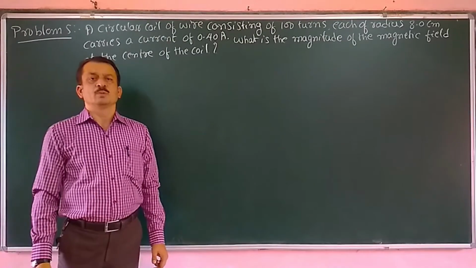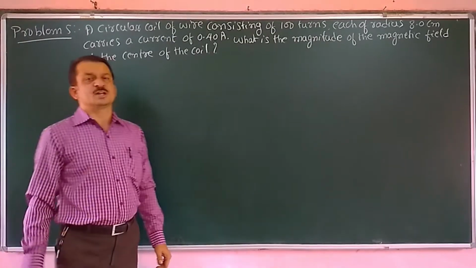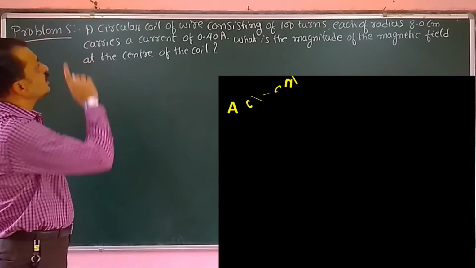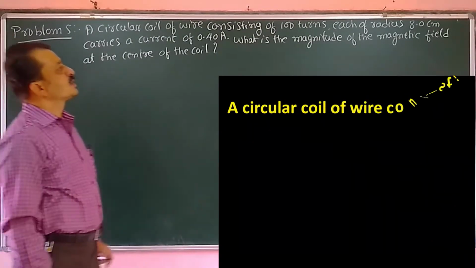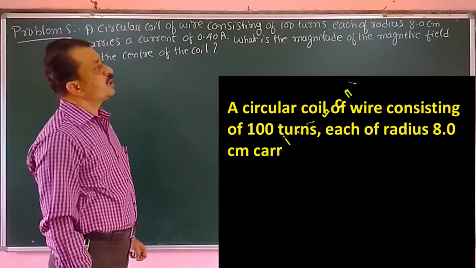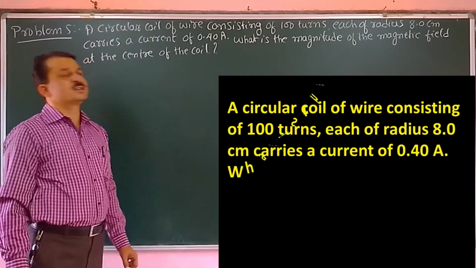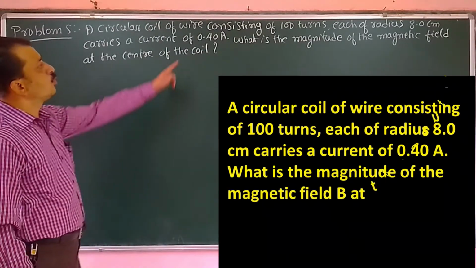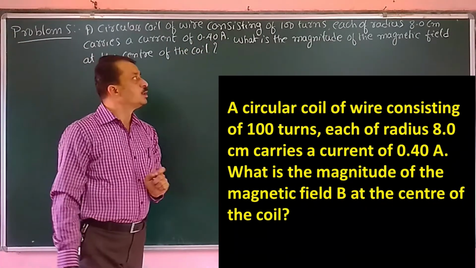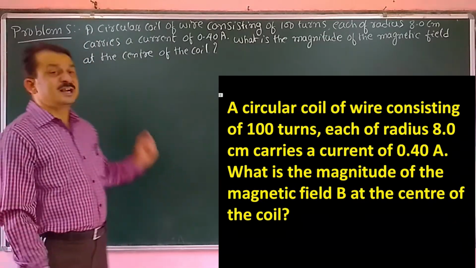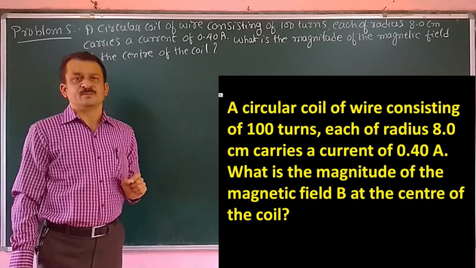Now we will solve some problems regarding the fourth chapter. Now the first problem is a circular coil of wire consisting of 100 turns, each of radius 8.0 centimeter, carries a current of 0.4 amps. What is the magnitude of the magnetic field at the center of the coil?